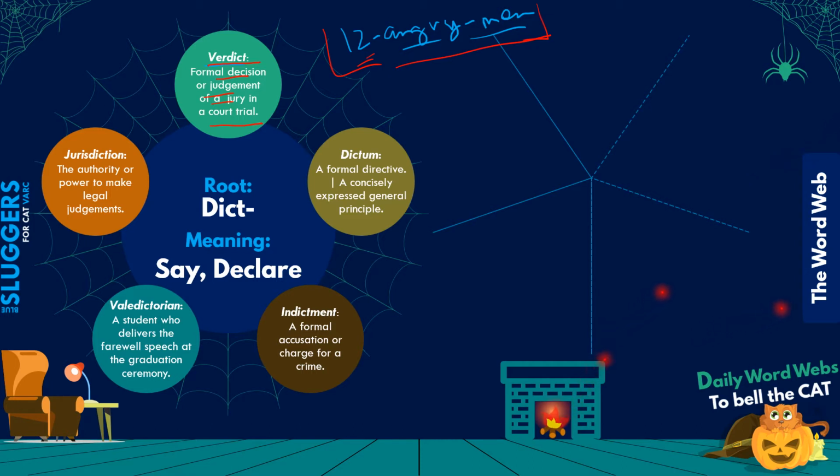Verdict interestingly comes from dict, that stands for say or declare. The first part of verdict actually comes from ver. Ver वाला जो आपका part है, that comes from a Latin term which is verus, which in turn stands for true, something that is true. Okay, so let me type this.